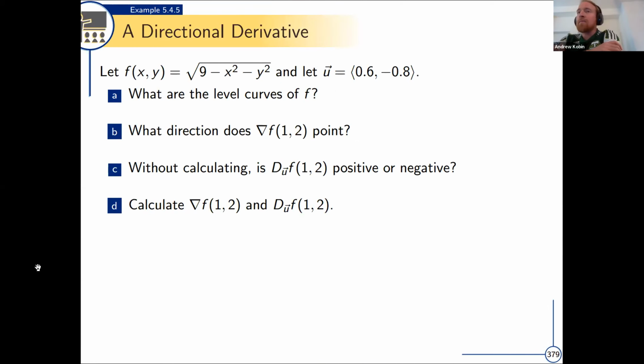Here's an example where we can put all of these things to work. Here's a function f of x comma y given by this formula. And we've already chosen a direction, 0.6, negative 0.8. We're going to ask some questions relating this directional derivative to other directional derivatives, and we'll make use of the gradient vector because it helps us compute the directional derivative. But I also want you to think about geometrically what the directional derivative along the gradient vector will tell you.